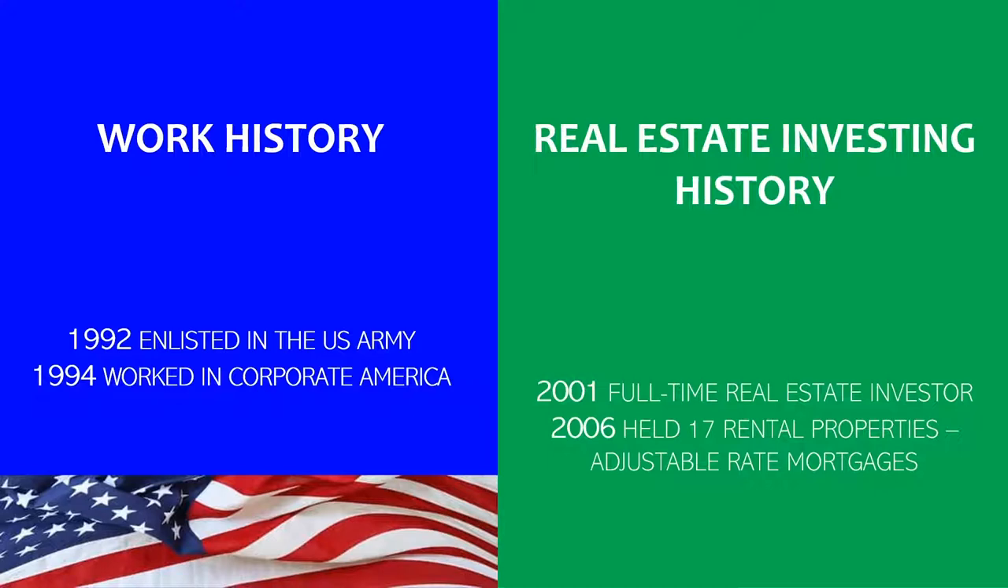All right. So this person got started in real estate back in 2001 as a full-time investor, and by 2006 had acquired 17 rental properties. And just to make it short and sweet, this person was doing really well until the market crashed in 2007. The houses from 2001 to 2006 were acquired with adjustable rate mortgages. That's a totally different class of its own. So in 2007, when the market crashed, those homes with adjustable rate mortgages also crashed.